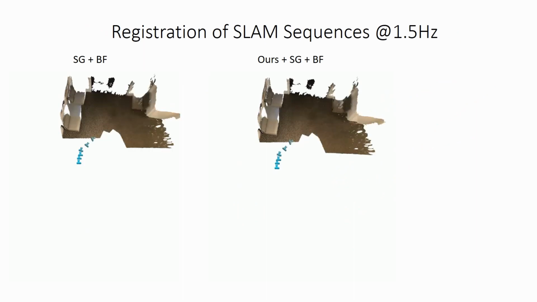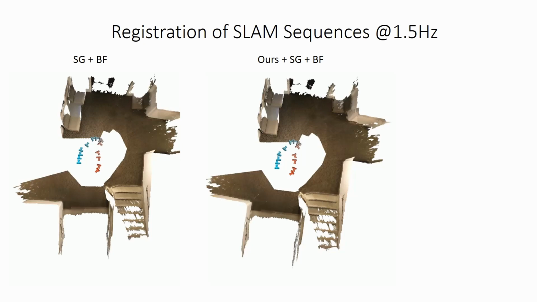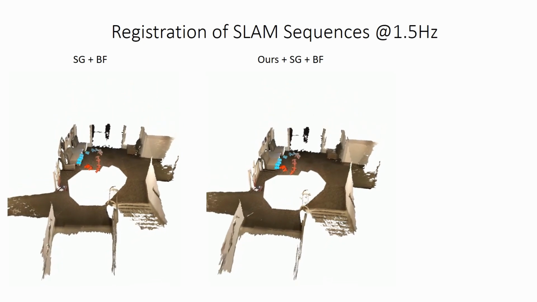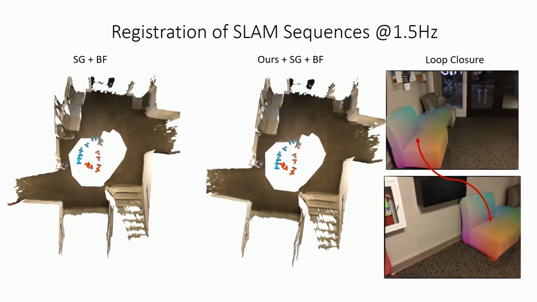We also apply our method to registration of challenging low frame rate RGB-D sequences using 1 FPS TUM RGB-D sequences and 1.5 FPS ScanNet sequences. Our method improves feature matching by detecting new challenging loop closures through object correspondences.